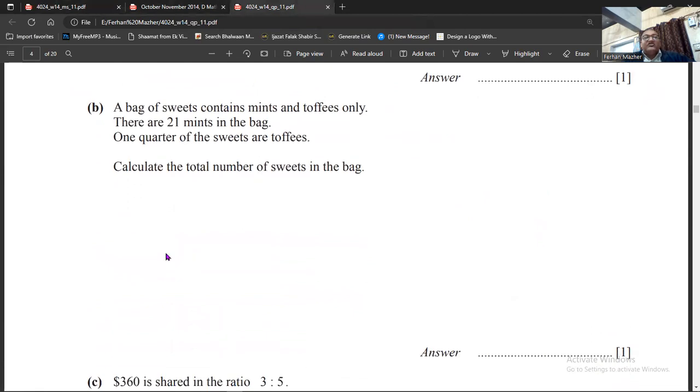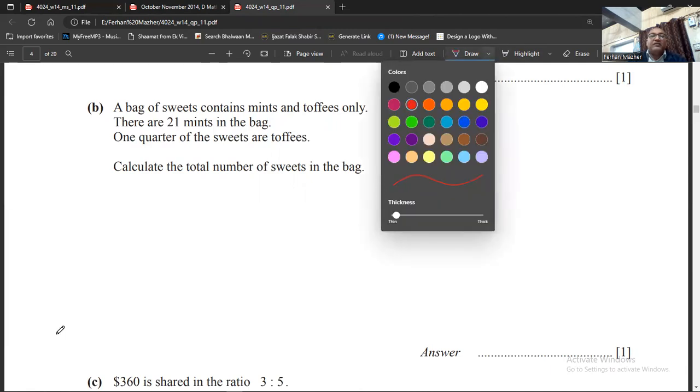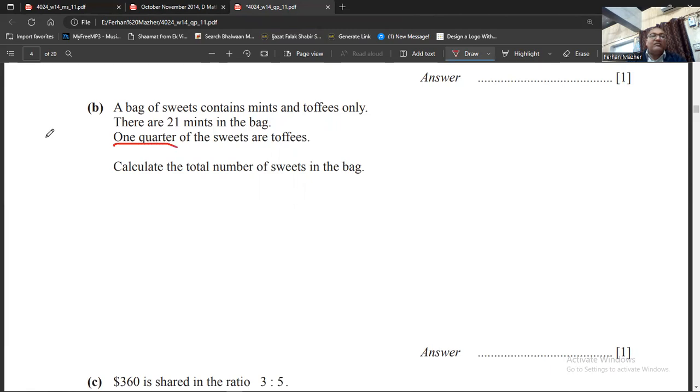We have question number 6, B part. A bag of sweets contains mints and toffees only. There are 21 mints in the bag. 1/4 of the sweets are toffees. You know, 1/4? 1/4 means 1 by 4. It means total there are 4, and out of 4, 1 is toffees. So how much will be the mints? That will be 3 by 4. There were only two things. So 3 by 4 of the total is mints.